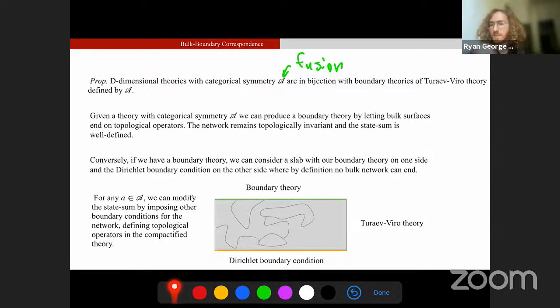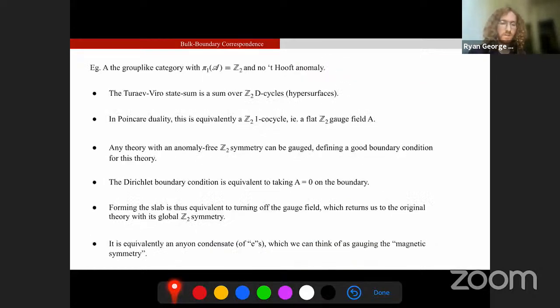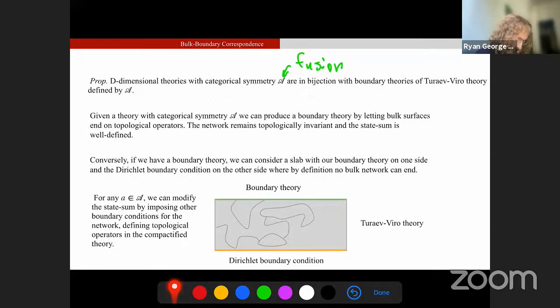No singularities can leave the bulk or anything like that. No point-like junctions can leave the bulk. Everything's still topological. So that's a good boundary. And that actually gives us a theory with, now we think about this direction as small, then we get some effective D-dimensional theory. And that theory is going to have global categorical symmetry A. And the way to see that is that basically we have to define some topological defects labeled by A.